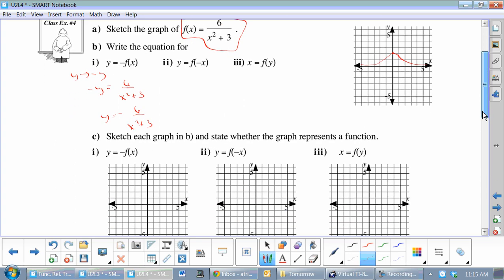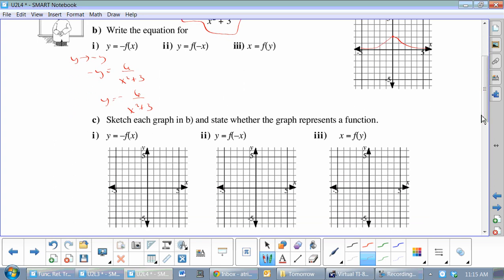Now, can you guess what that graph would look like? Hopefully you're thinking it would look like this. Because that is a reflection on the x-axis, right?